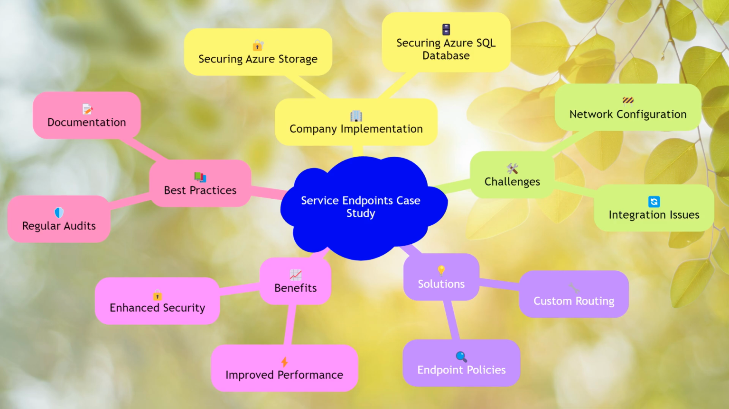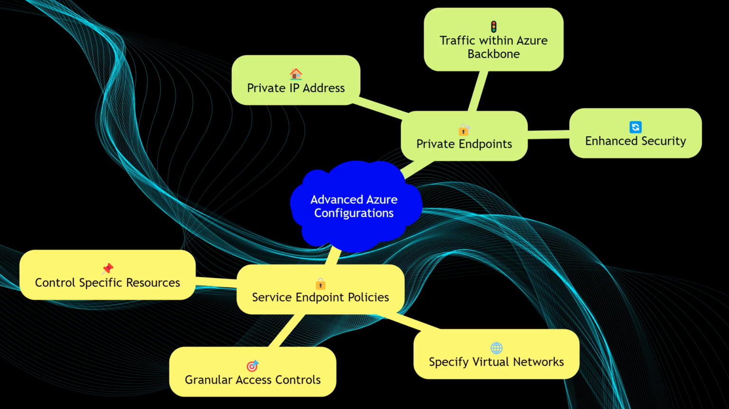in Azure PaaS environments. For more advanced configurations, consider using service endpoint policies to control access to specific Azure resources, or combining service endpoints with private endpoints for even greater security. Service endpoint policies allow you to define granular access controls, specifying which virtual networks can access specific resources. Private endpoints provide a private IP address for your Azure resources, ensuring that all traffic remains within the Azure backbone network. This slide will explore these advanced configurations in detail.